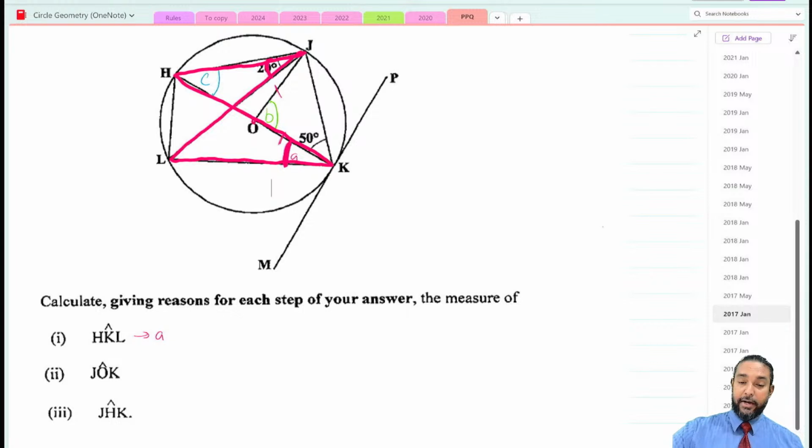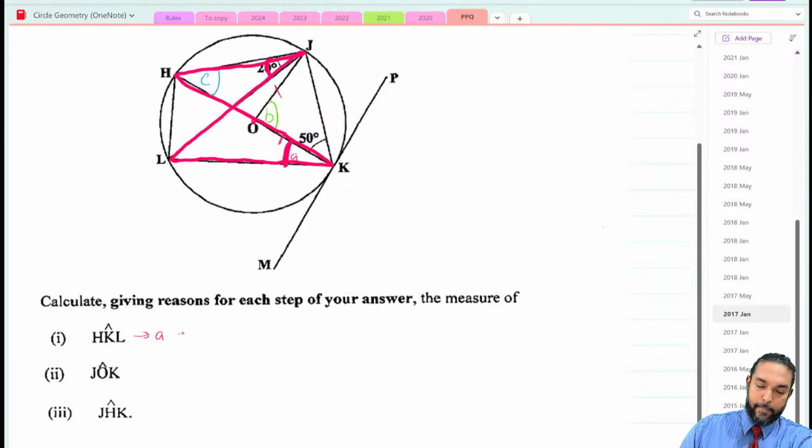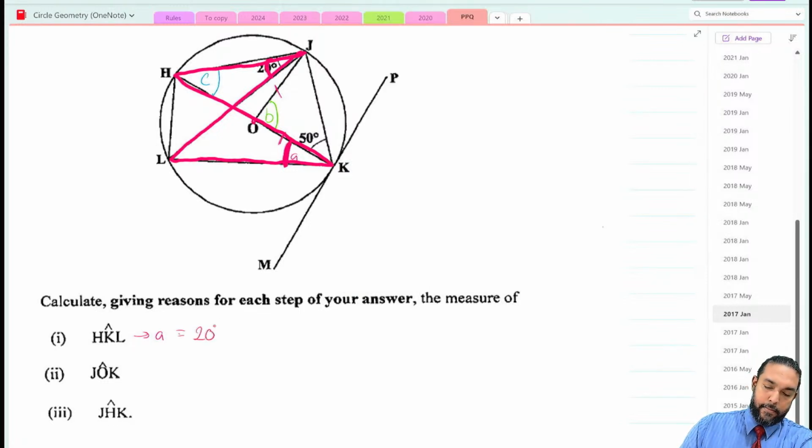Right, sorry. So angle A is 20 degrees because angles in the same segment standing on the same arc are equal, right? Cool. That's what I'm showing you. So going forward, you know how to look for it.